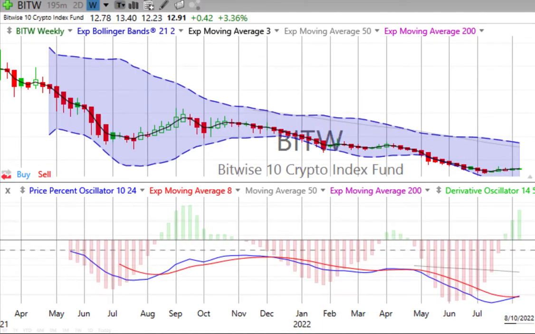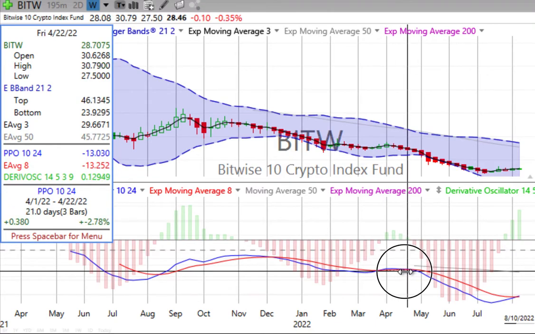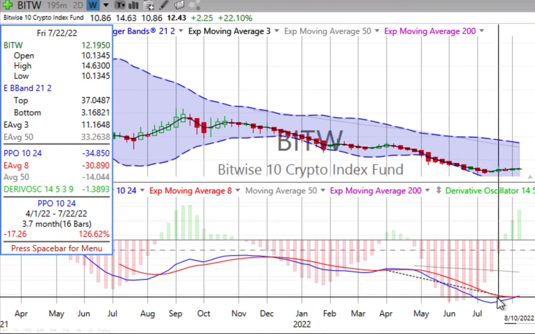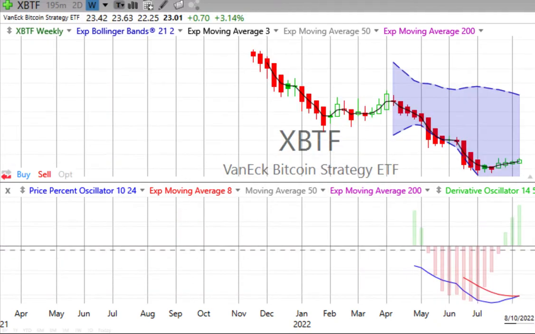Let's take a look at what's up with Bitwise. This is a crypto index fund. It takes the top 10 cryptocurrencies, balances them based upon market share, and then tracks that. It too is crossing over, going up on the weekly chart. Now, you can get excited. You can see what happened last time, crossed over, and then very soon thereafter started going down again. But as we watch, wait and see, you can see that the derivative oscillator is much more powerful than it was in the past. Now, you know how much I like XBTF.